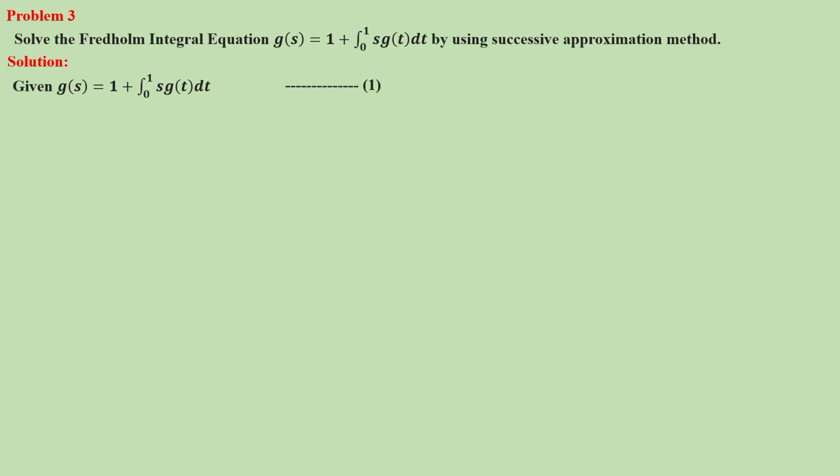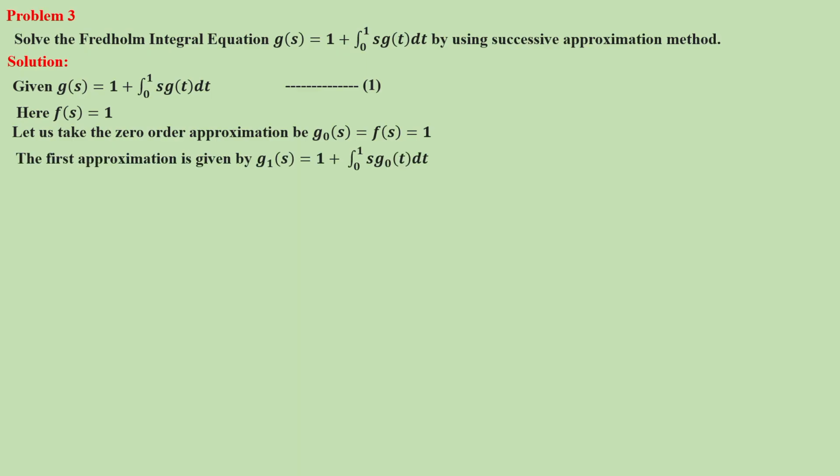Here f of s is, so we know g of s is equal to f of s plus integral kernel into g of t dt. So f of s is nothing but 1, right? So let us take the 0 order approximation g naught of s, that is equal to f of s, that is equal to 1. So the first approximation is given by g1 of s is equal to 1 plus integral 0 to 1 s, replace g of t by the 0th order approximation, g naught of t dt. Substituting the value, g naught of t is equal to f of t is equal to 1.